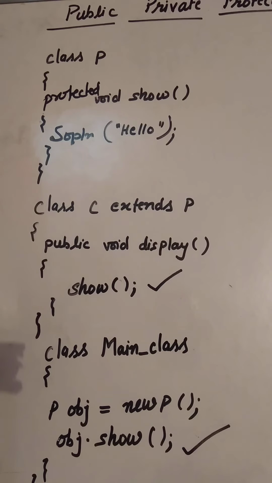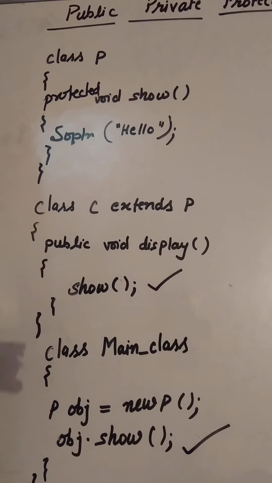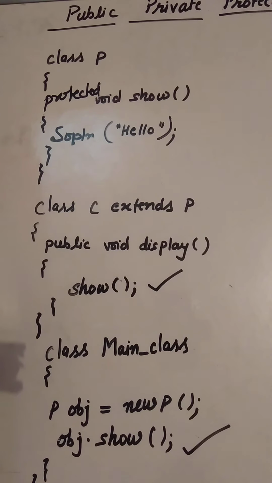Okay, the protected method cannot be accessed if we are using a different package. This main class is in the same package. Okay, if we are using this class in a different package, then here we cannot call the show function. Okay, so these are the access specifiers or visibility modes.